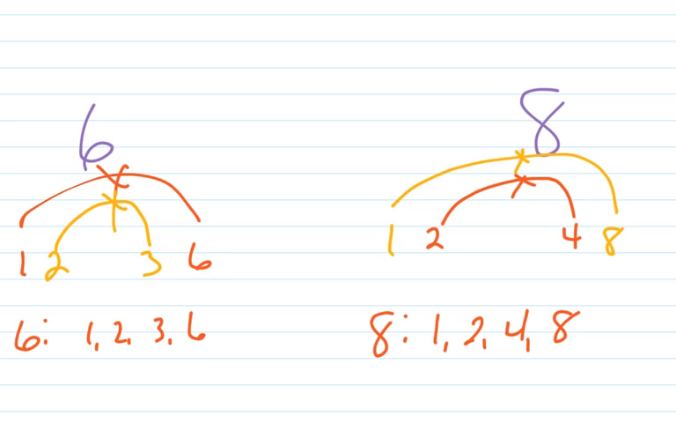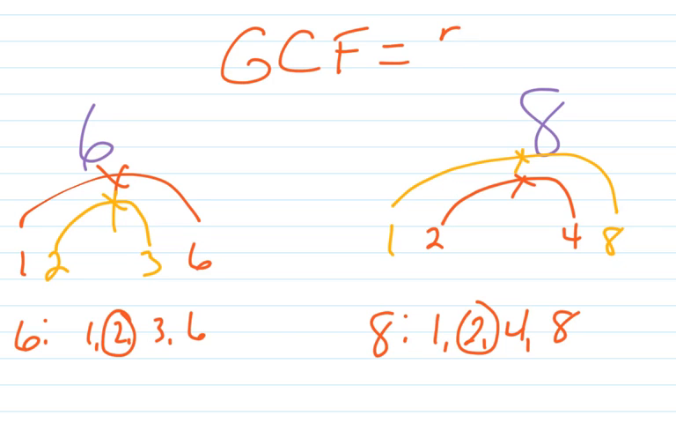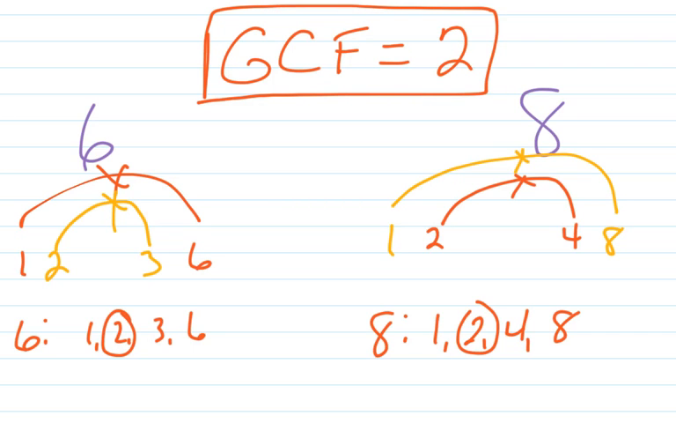And I remember I want to find the greatest common factor, the greatest number that is common to both of them. Well, that number is 2. So the GCF is 2. That is the greatest common factor between 6 and 8. Because if you look at 3 and 6 and 4 and 8, those numbers are not common to both 6 and 8. But 1 and 2 are, but 2 is the greatest factor.